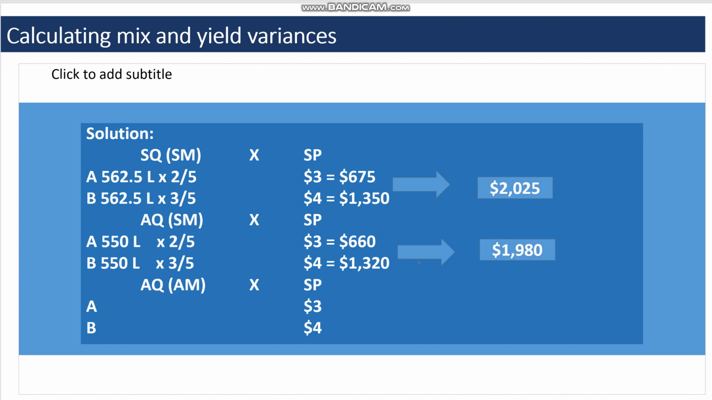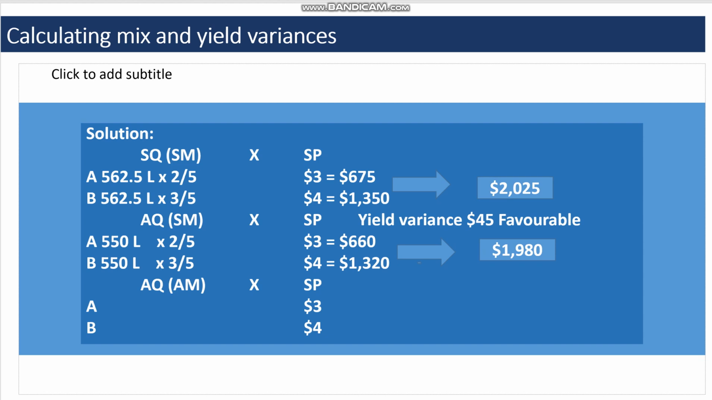Here goes. Now 2025 minus 1980 gives us the yield variance being favorable. Why is it favorable? Because instead of mixing 562 liters, we only mixed 550 liters to produce 450 liters of output. So the standard loss was about 20% of the input, but the actual loss was slightly lower than 20%. That's why our yield was favorable.